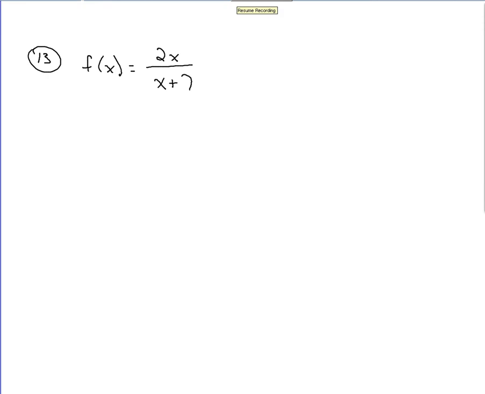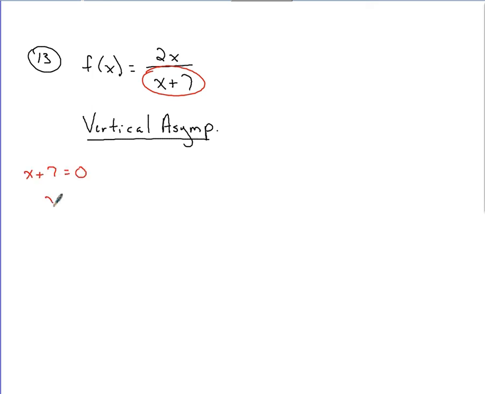Going to start here by finding the vertical asymptote. To find the vertical asymptote, we take our denominator, we set that equal to 0, and we solve. So setting my denominator equal to 0, solving, I find that x equals -7. At this point, I'm looking to draw a conclusion about the vertical asymptote being x equals -7.